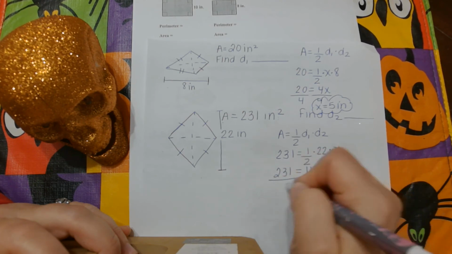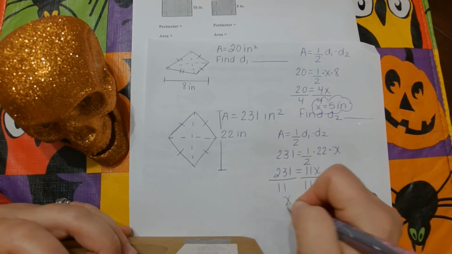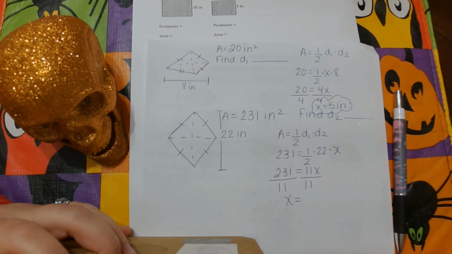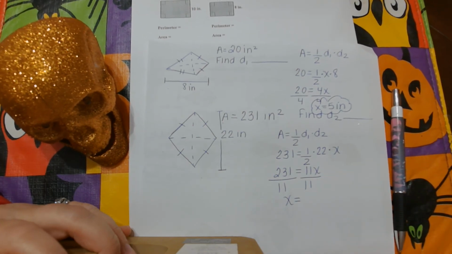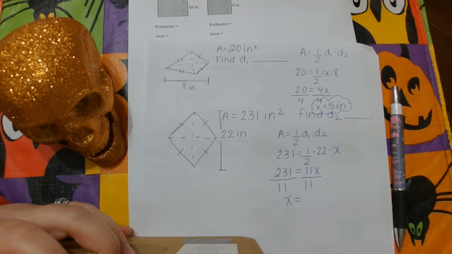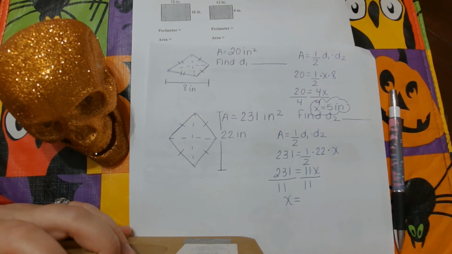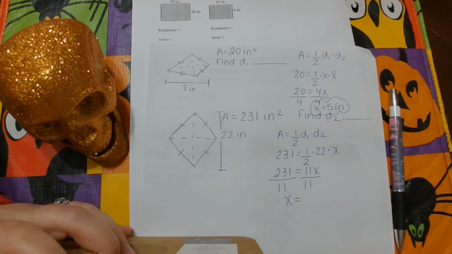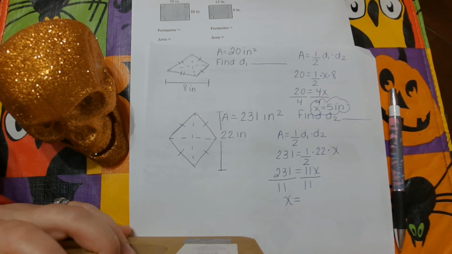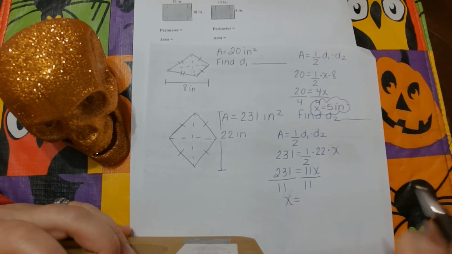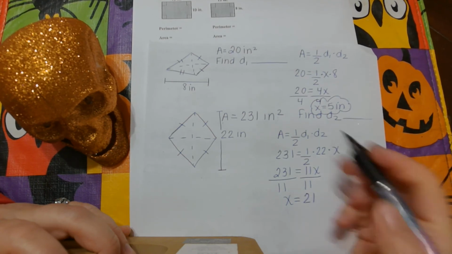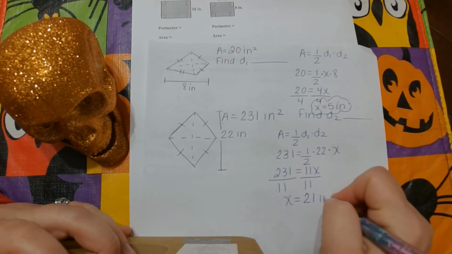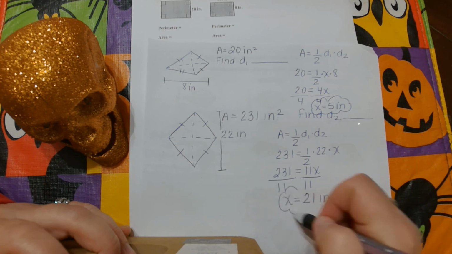And then when I divide by 11, 231 divided by 11, I am actually putting that in the calculator right now because I forgot to do it. 231 divided by 11 is 21. And it did give me inches, so my diagonal is 21 inches.